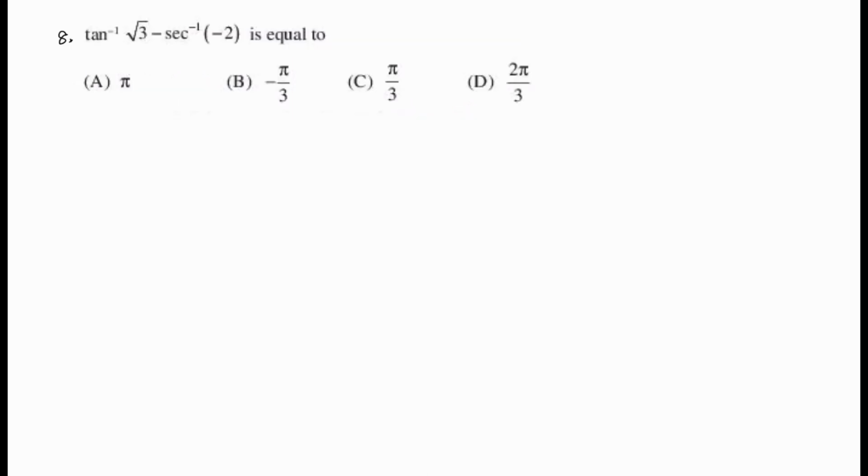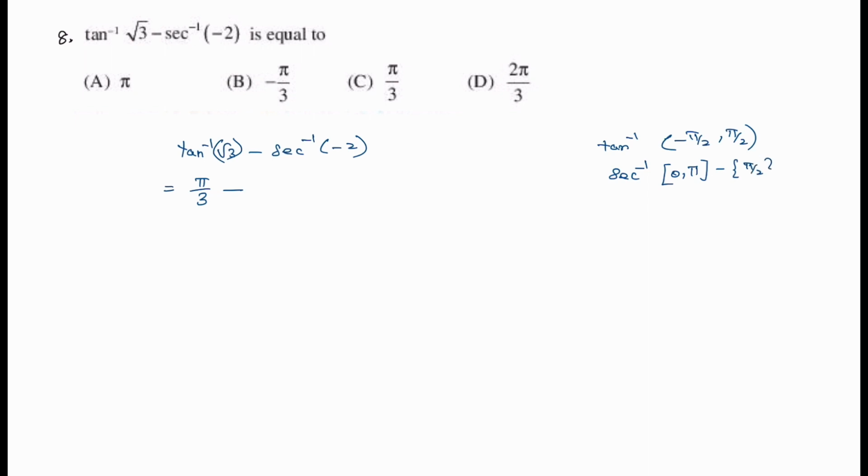8th question. Tan inverse of root 3 minus secant inverse of minus 2 is equal to. Root 3 is a positive value, therefore the angle will be in the first quadrant, and we know that the principal value branch of tan inverse is open interval minus pi by 2 to plus pi by 2. So for positive values, the angle will be in the first quadrant, and tan inverse of root 3 is 60 degrees, that is pi by 3 radians, minus for secant inverse, the principal value branch is 0 to pi minus pi by 2.